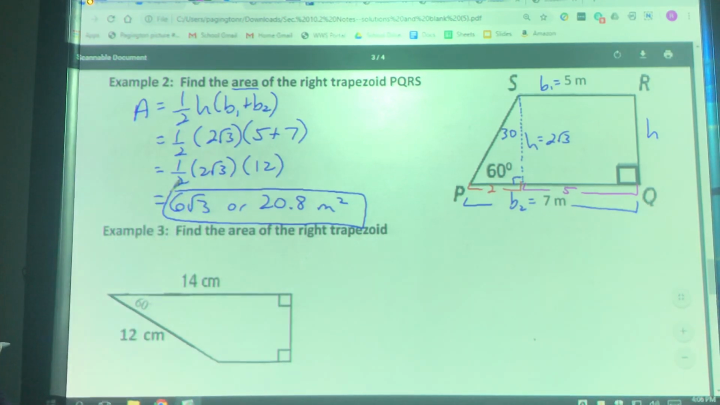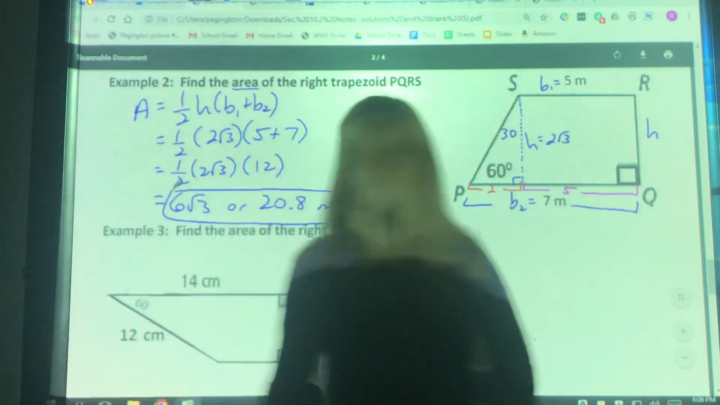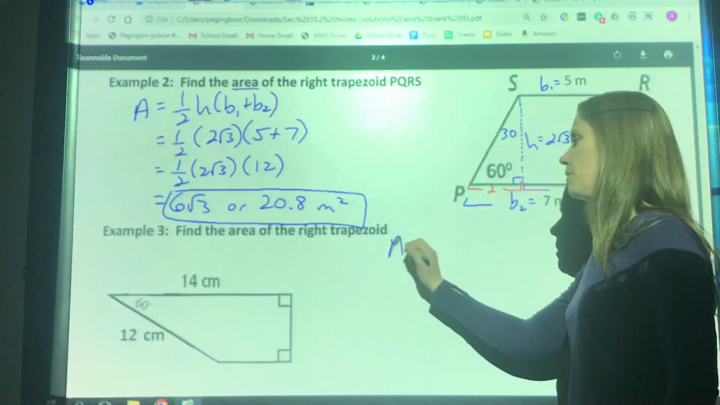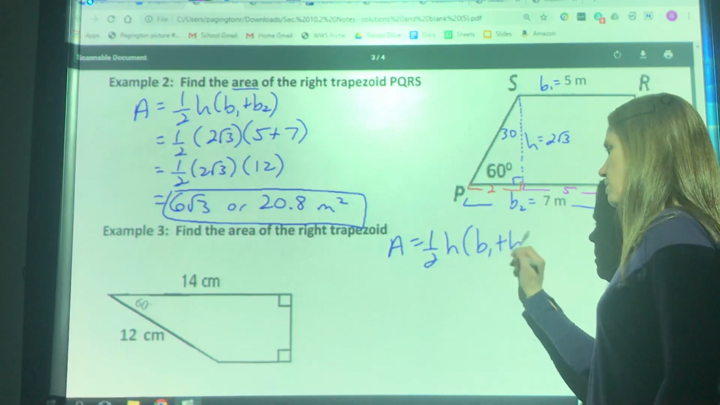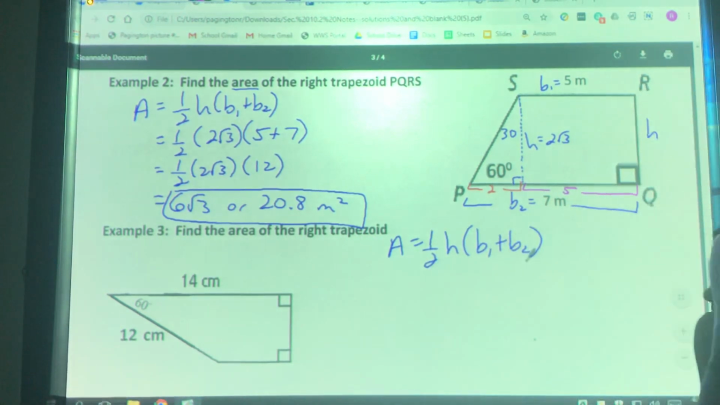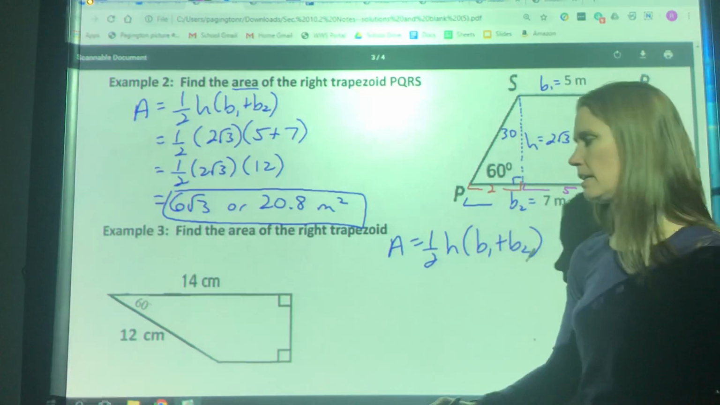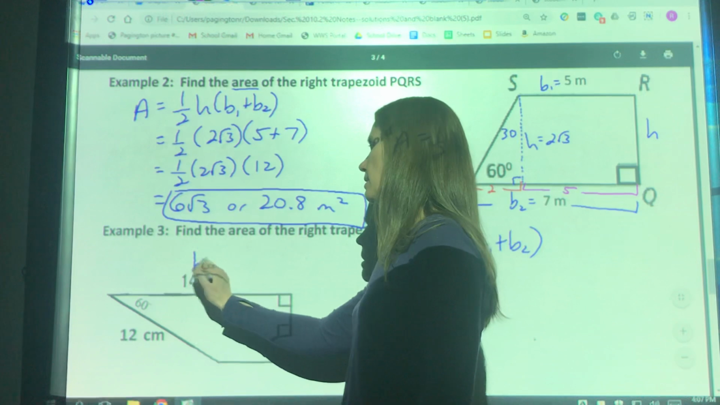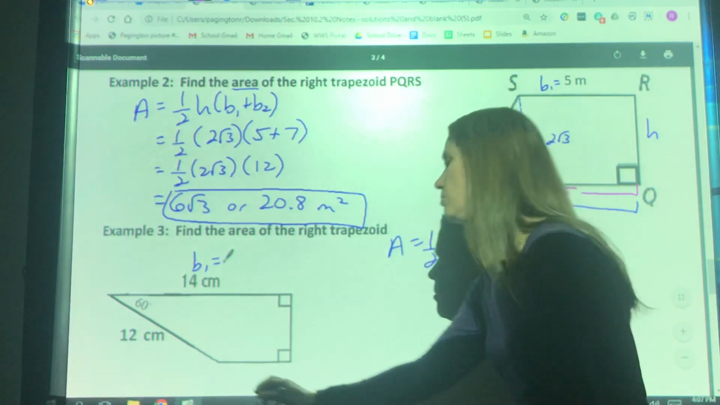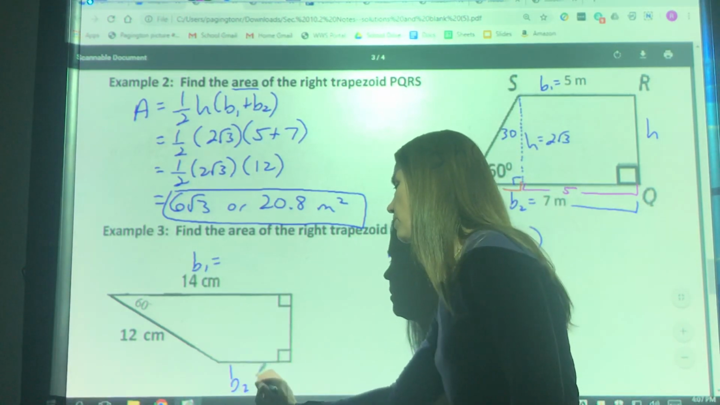Okay? And then on example 3, it says find the area of the right trapezoid. So again, this one's very similar. I'll go ahead and write my formula down first. 1/2 times height times base 1 plus base 2. And if I go ahead and look at that, I can see that I know what one of the bases is, okay, but I don't know this other base yet. I have to figure that out.